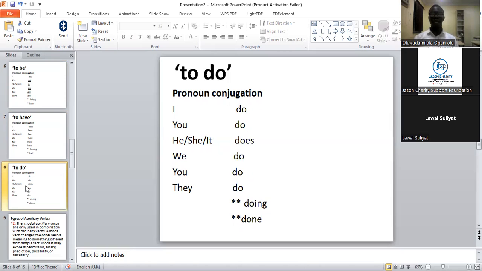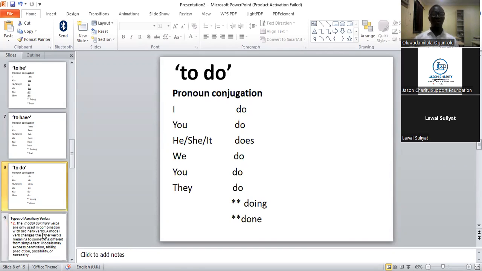So it will be wrong for you to say he do. It will be wrong for you to say she do, or it will be wrong for you to say it do. So the correct form is he does, she does, or it does. And we'll move forward on the plural form. We have we do, you do, and they do. And in the progressive form of that, we have doing, and in the perfected form, we have done.